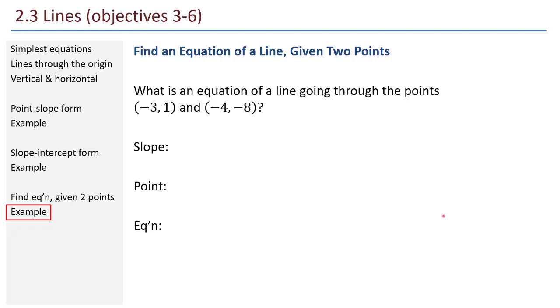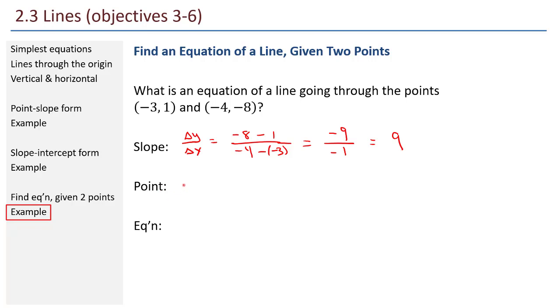One more example, and again, this is an example where you should pause the video and give this a try, and then unpause when you're ready to check your work. All right. To calculate the slope, I take change in y over change in x. So that is -8 minus 1 divided by -4 minus -3. So -8 minus 1 is -9. -4 plus 3 is a -1. And so it looks like the slope is 9.